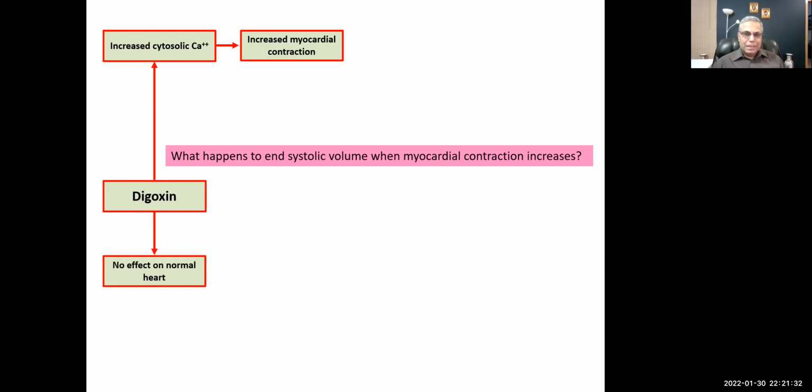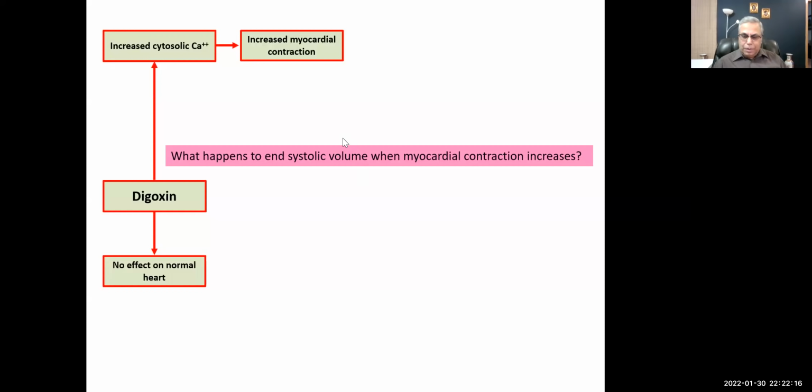I'll give you two choices. Will it increase or will it decrease? Now the heart is contracting with a greater force. So what will happen to end systolic volume? And Fahad said it increases, but that is, I'm afraid, not the right answer. It will decrease because when the heart contracts with a greater force, it will pump out a lot of blood. So the end systolic volume will decrease because the ejection fraction will increase, the stroke volume will increase. So the blood inside the ventricle will be smaller in amount, okay?